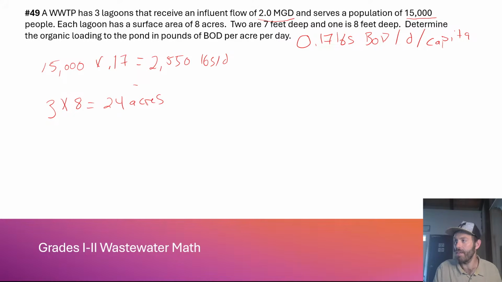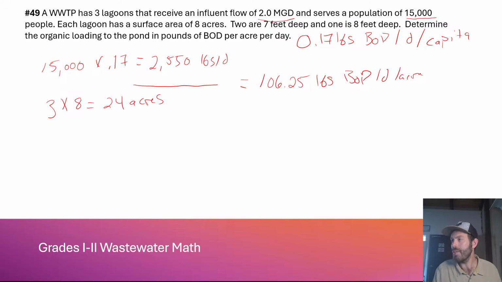Okay, so I could just literally draw a line right here. And that should get you 106.25 pounds BOD per day per acre. Okay, that's how you do organic loading to a pond.